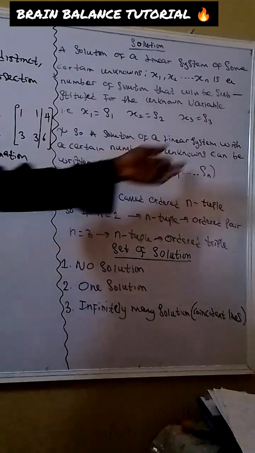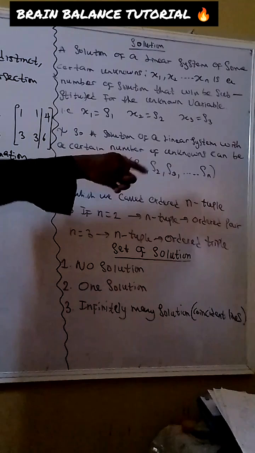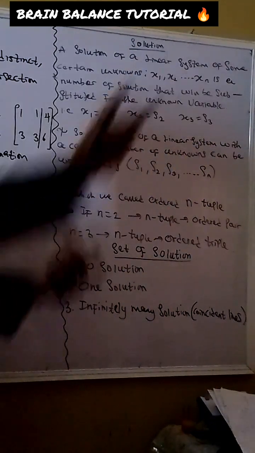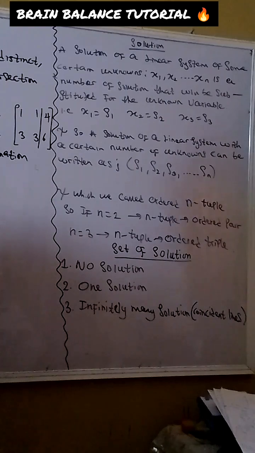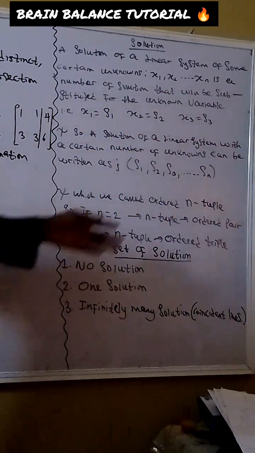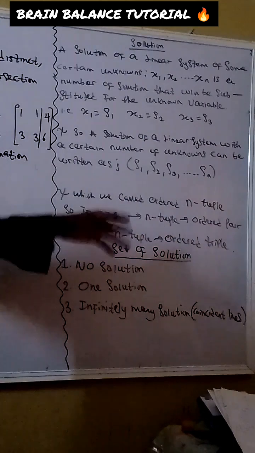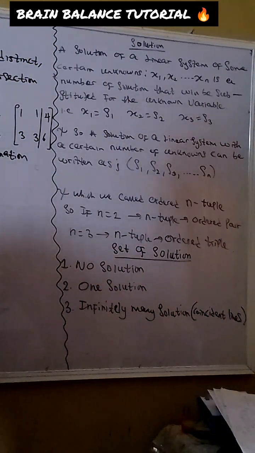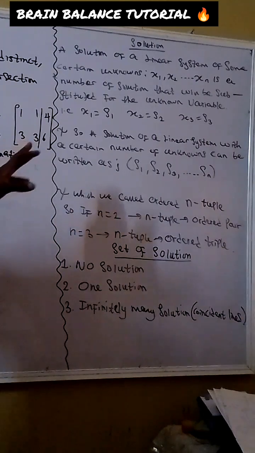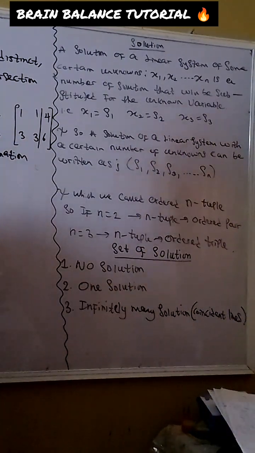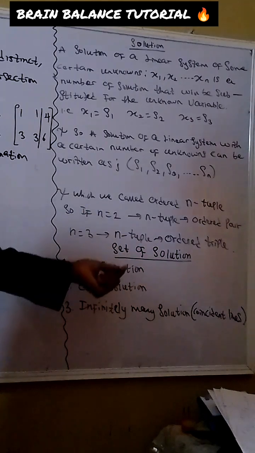So a solution of a linear system with a certain number of unknowns that we are being given has to be specified. It's not infinitely many unknown values. It could be 4, 5, or 7. So from there, it can be written as solution 1, solution 2, solution 3, and so on. We usually call it, like I told you, an ordered n-tuple. So if n is equal to 2, are you with me?